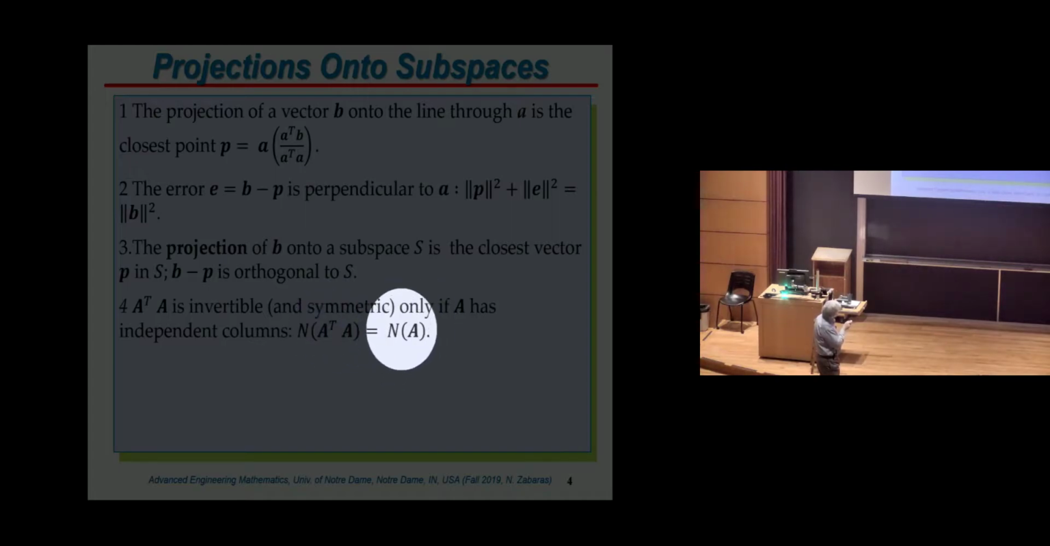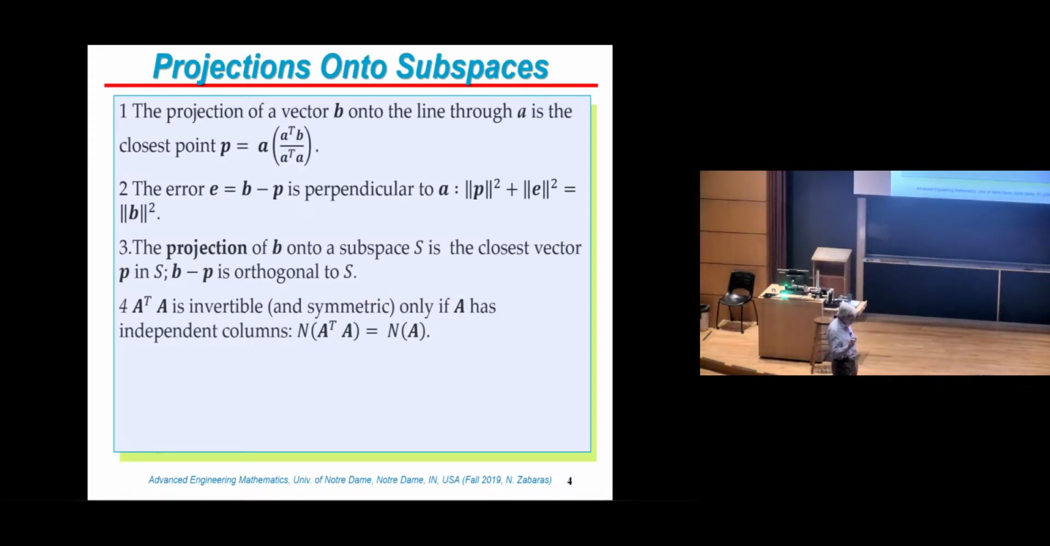I'm sorry, let me correct myself. Very wrong what I said. A doesn't have to be a square matrix to be invertible, so let me correct it and put it as follows. If A has independent columns, then A transpose A is invertible. This is what we will see today.